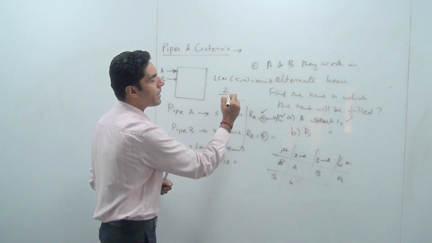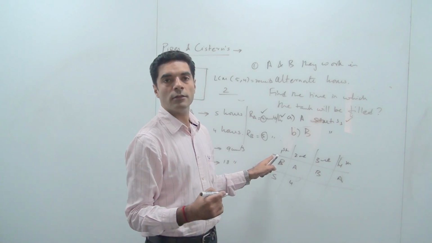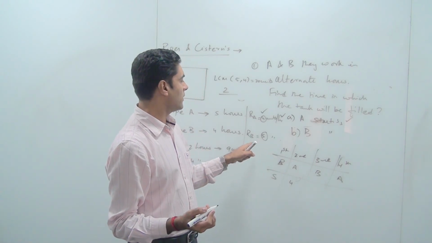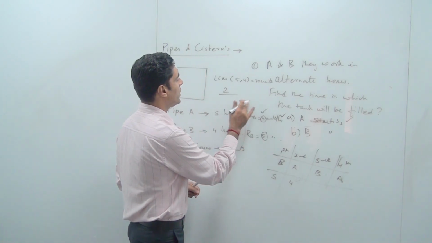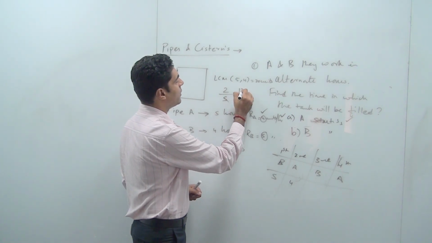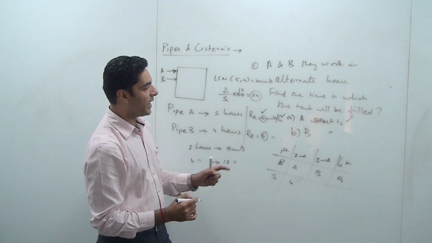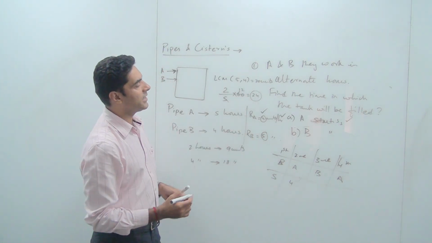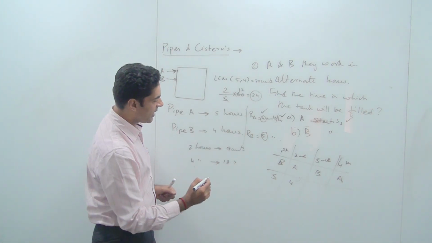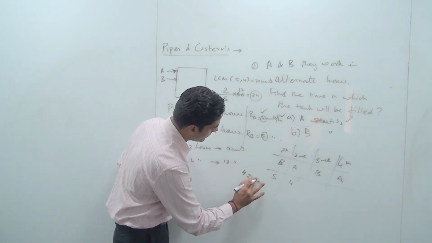But now the pipe which is working in the 5th hour is B, because B works in odd hours, and the rate of B is 5. So it will be done in 2 by 5 of an hour. 2 by 5 of an hour will come out to be equal to 24 minutes. So the total time taken in this case when B starts and they are working in alternate hours will come out to be equal to 4 hours and 24 minutes.